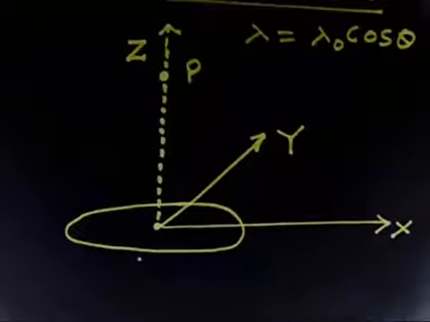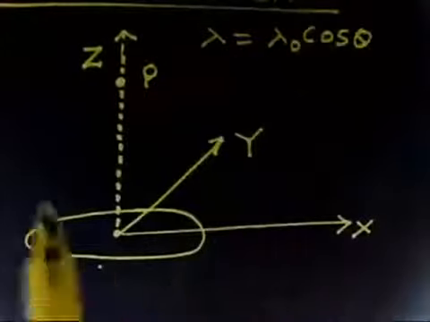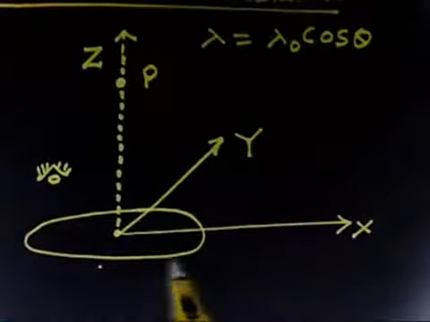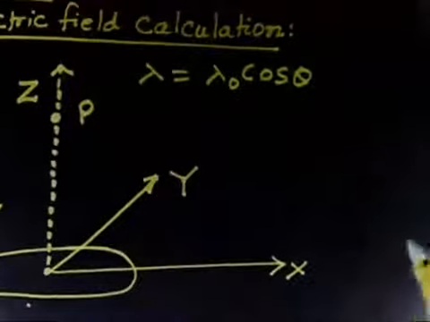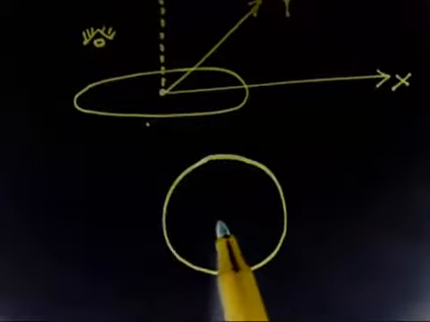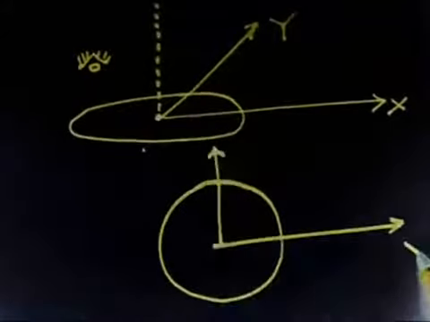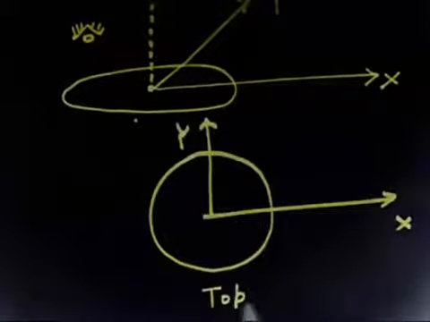Now let us first draw the charge distribution. You see in this problem the charge distribution is lambda naught cos phi. This is my xy plane. If I look from the top, I will see this ring, since the ring is in the xy plane. So if I look from the top, this ring will look something like this. This is my x-axis and this is my y-axis. So this is the top view.